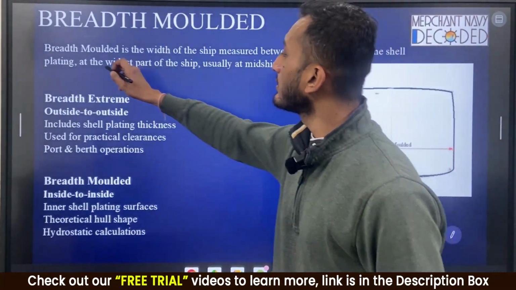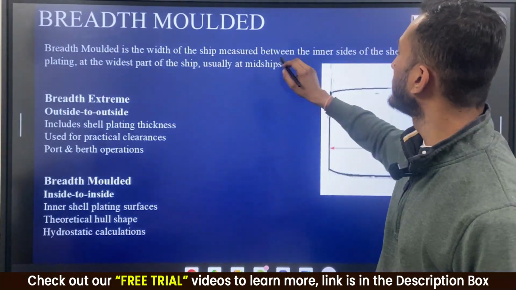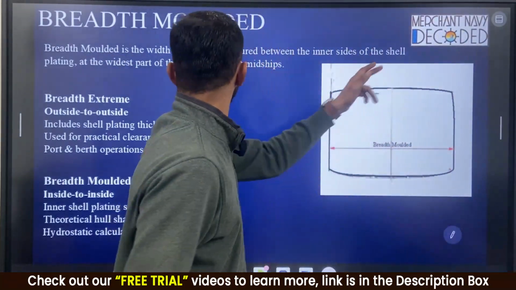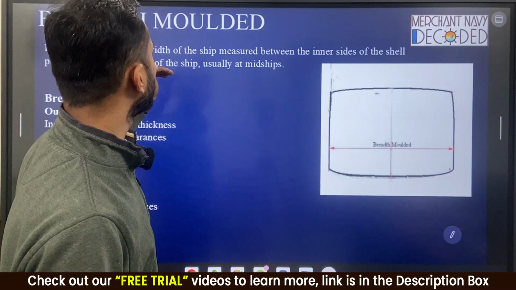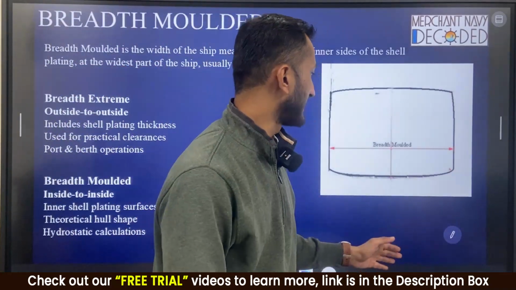Now let us read it out. Breadth molded is the width of the ship measured between the inner side of the shell plating at the widest part of the ship, usually at the midship, as I said.